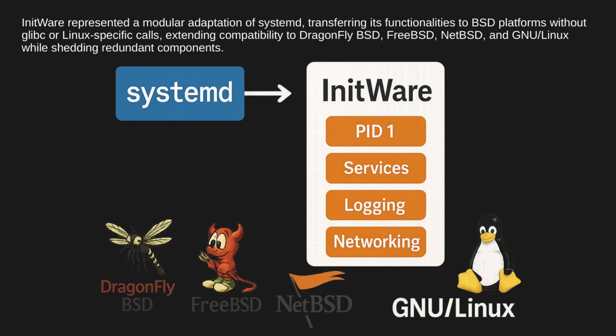InitWare represented a modular adaptation of Systemd, transferring its functionalities to BSD platforms without glibc or Linux-specific calls, extending compatibility to DragonFly BSD, FreeBSD, NetBSD, and GNU/Linux, while shedding redundant components.